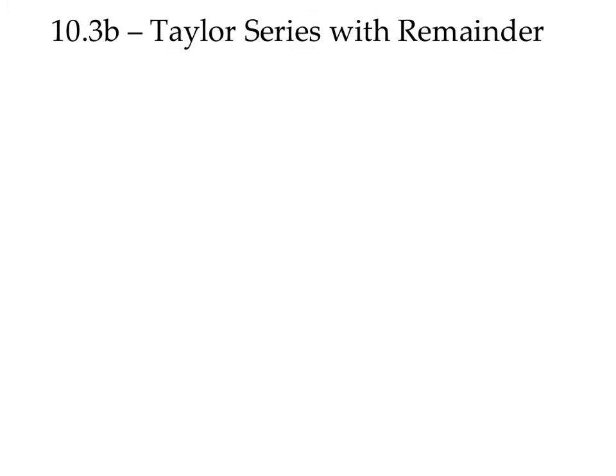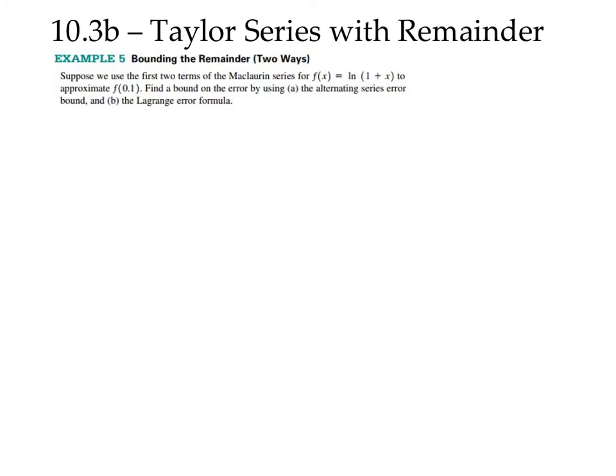Here's another problem that I will do two different ways, and I think you'll see some logic coming out of this. Here's the problem. Suppose I just use the first two terms of the Maclaurin series for natural log of 1 plus x to approximate f of 0.1. Let's find a bound on the error two different ways.